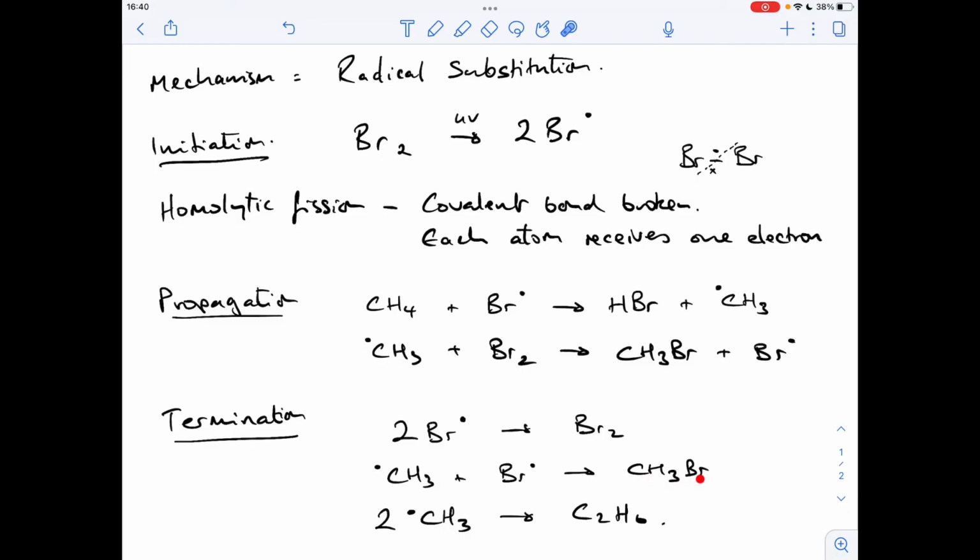Okay, so just finish off by talking about why this isn't the best method to make a single substance, so in this case bromomethane. Well, one of the answers is here. You can see there's one of the termination steps generates ethane. Obviously that's going to be a contaminant. If you're trying to make that, you don't want that.